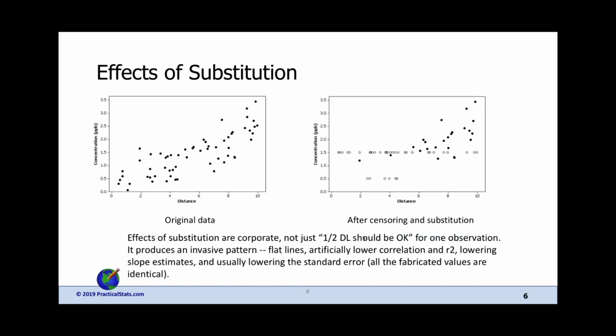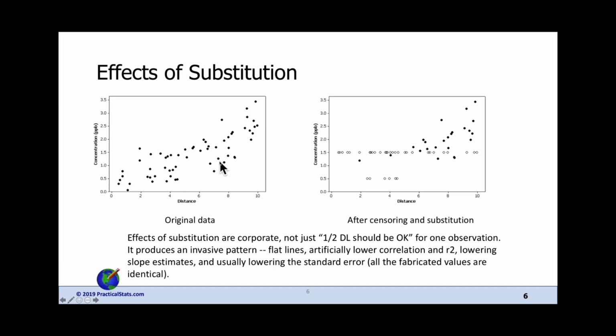So why not substitute? On the left-hand side are some data. It's a fairly straight line. It should have a fairly high correlation coefficient. I forget what that correlation coefficient is, but it's something like 0.7, 0.8. It's fairly high. And then suppose the data, instead of this, had gotten censored with a number of less than 3s and some less than 1s.